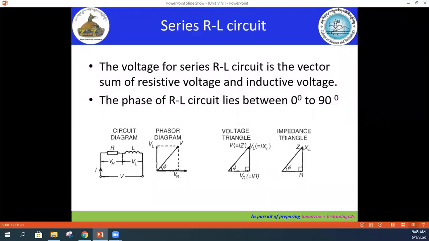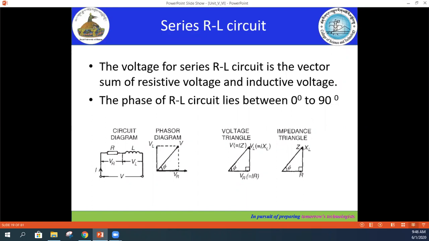Okay, in this video, we're going to discuss the phasor relationship between the series RL circuit, then the series RC circuit, and then the series RLC circuit. Now, first, let's discuss the series RL circuit. The voltage for the series RL circuit is the vector sum of the resistive voltage and the inductive voltage.